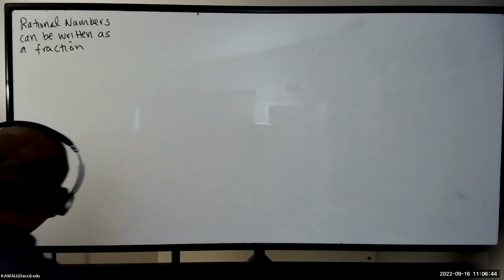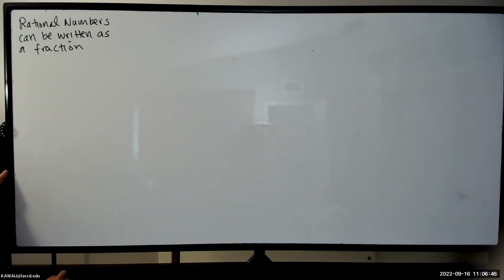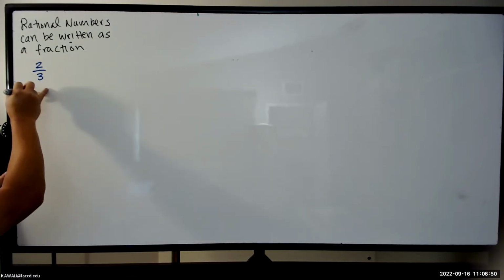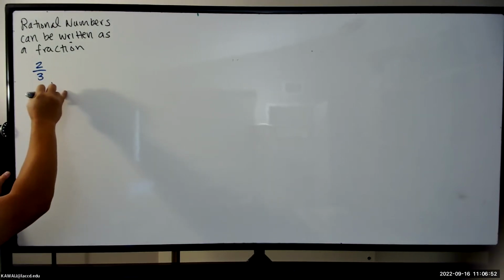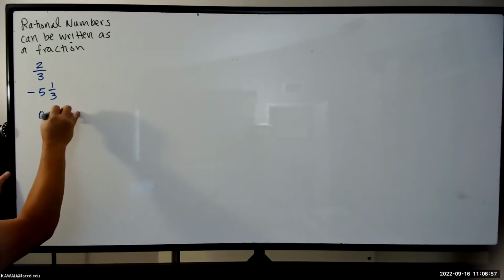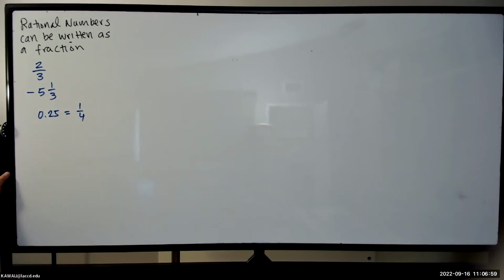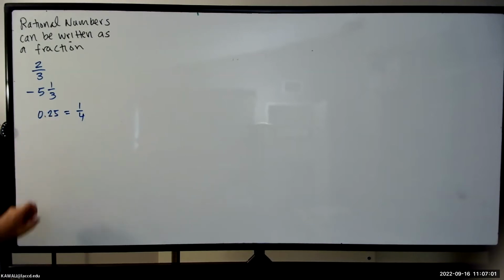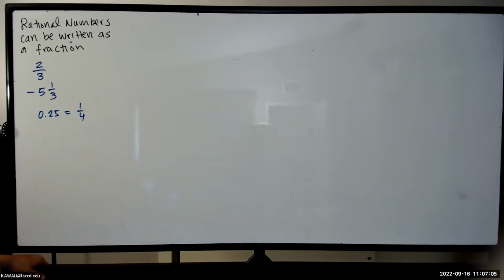So the easy ones to know are, hey, these are fractions. That's a fraction. But something like 0.25 is equal to 1/4. So if I have a decimal that ends, this decimal does not go on forever.